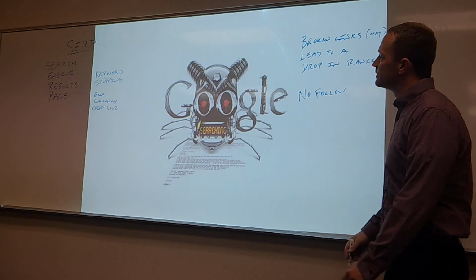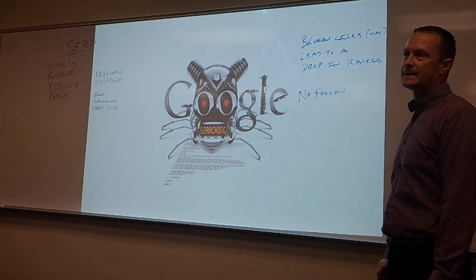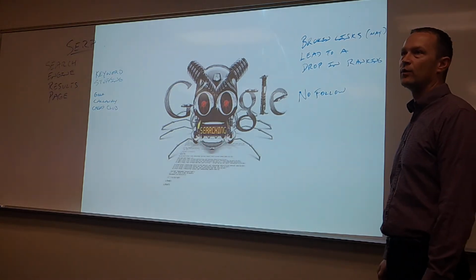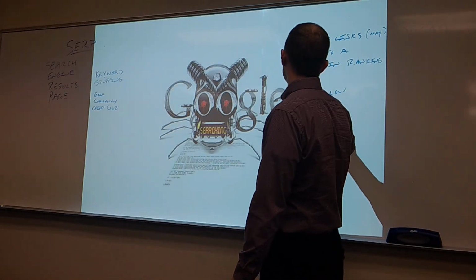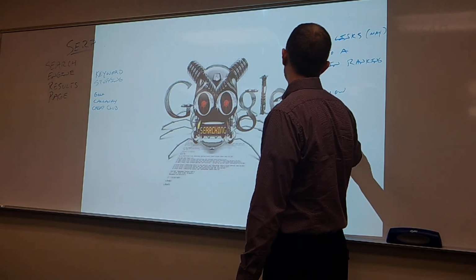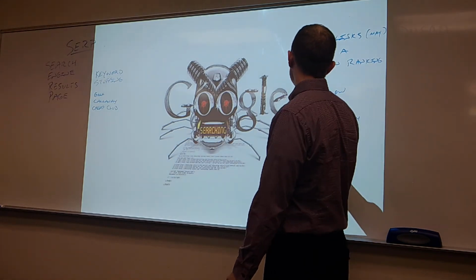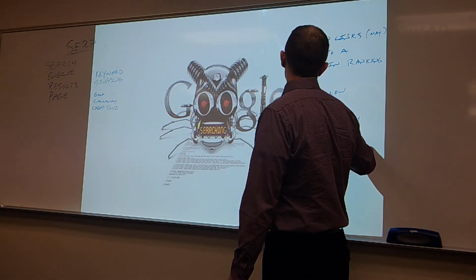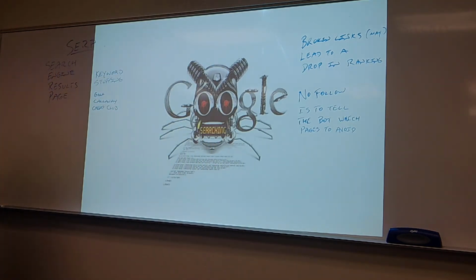Nofollow is a direction that you give to the bot to tell it not to go somewhere on your website. Telling it where not to go can be just as important as telling it where to go. Nofollow is to tell the bot or spider which pages to avoid. And you put that in a file called robots.txt, and we'll get into that in a more advanced lecture.